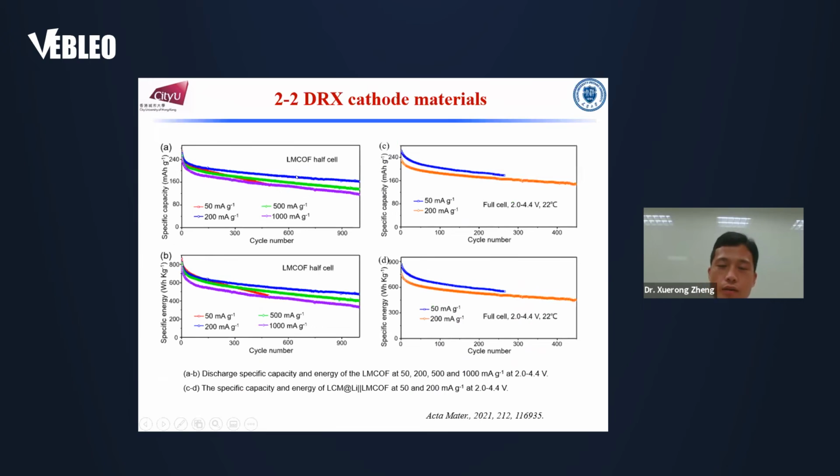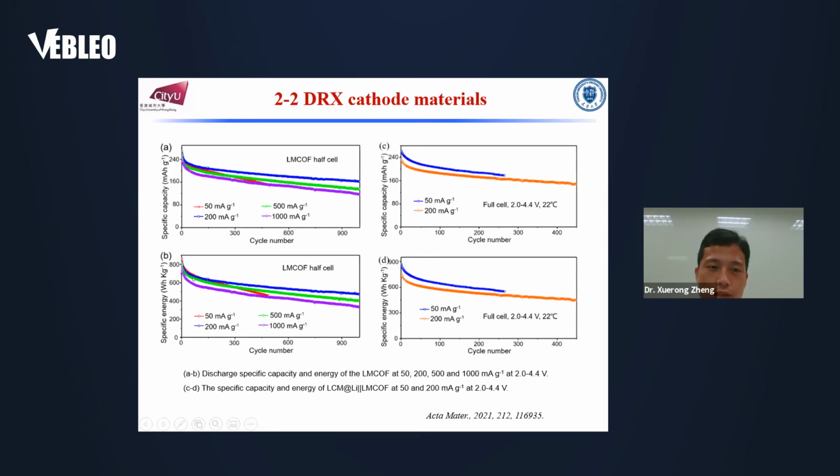Then we tested the battery performance in both the half cells and the full cells at different current densities. From 50 to 1000 milliamps per gram, the batteries display long-term stability even after 1000 cycles. This is the first time the long-term stability of a disordered rock salt has been reported. After 1000 cycles, the capacity retention is above 60%.